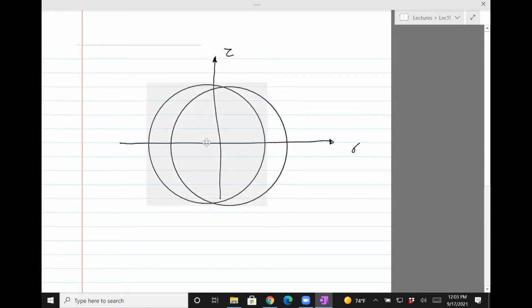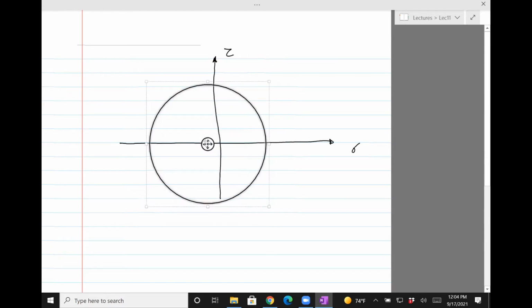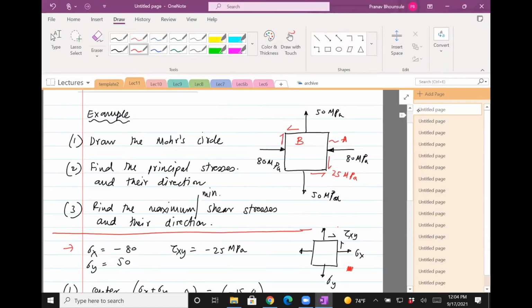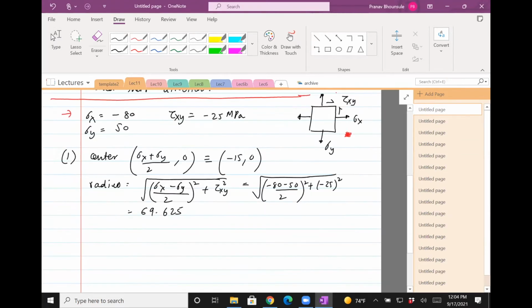So I need to move the circle such that its center is at negative 15, 0. So I just moved it slightly to the left of the y-axis. And so let me put that point down. So it's the center minus 15, 0. And then this radius is 69.6.